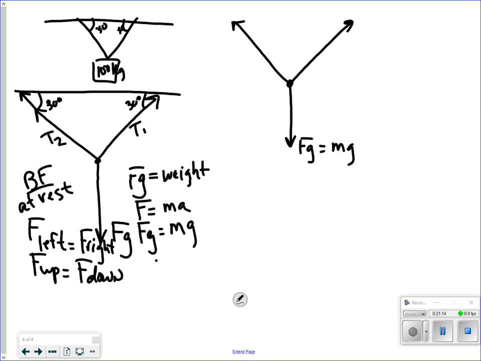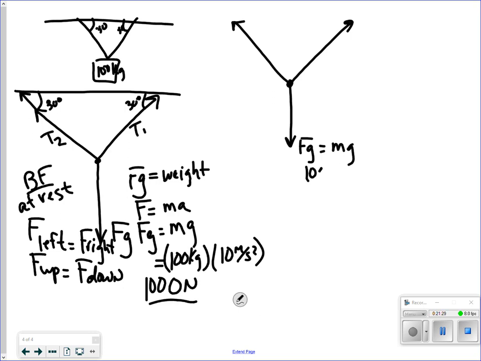All right, so if I take 100 kilograms, and I'm just going to cheat here and say 10 meters per second squared, so I don't have to bust out a calculator because I didn't bring one with me. So it's roughly 1,000 newtons going down. So this Fg is going to be 1,000 newtons going down. Okay, so now let's talk components and breaking this bad boy up.